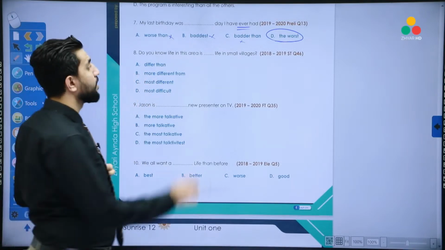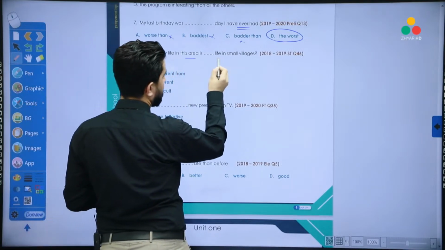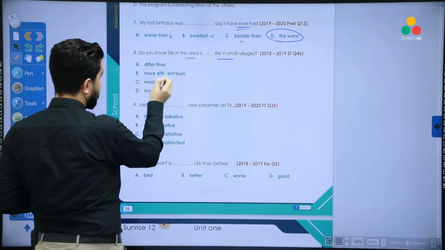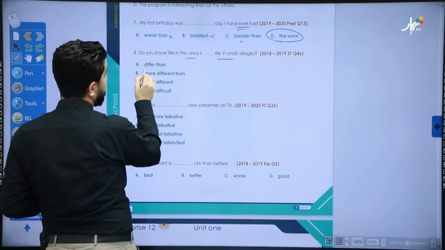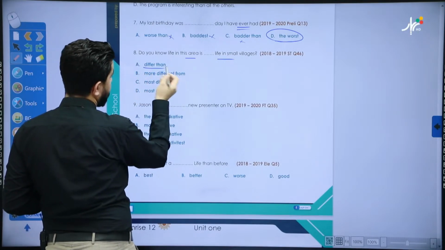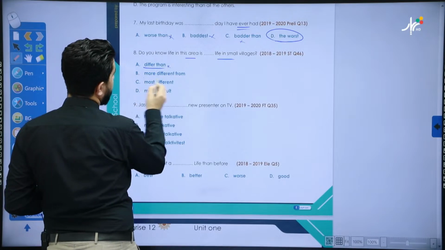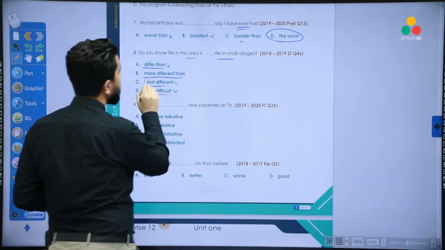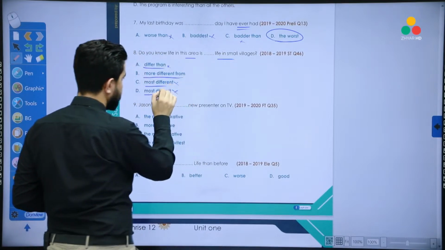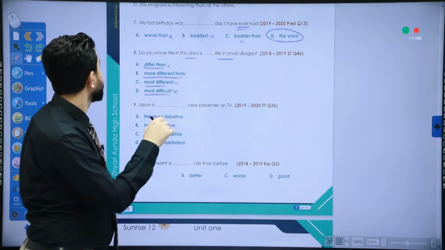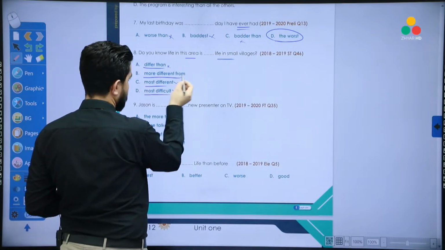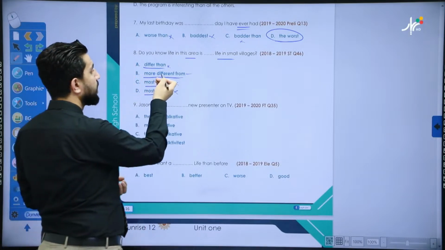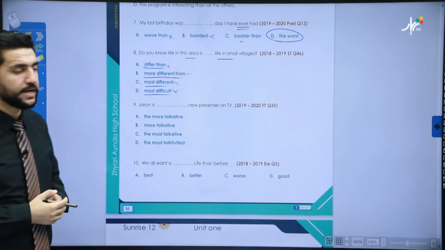Live in this area, and live in the other area, so that means it's comparing two things. Different than... we don't have "different" alone in English. More different from, most different, that's wrong. More different from. Live in small villages, or more different. So we can use more different. Why do we say more? Because this is a two-syllable adjective.